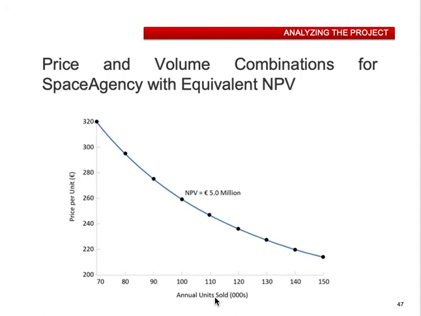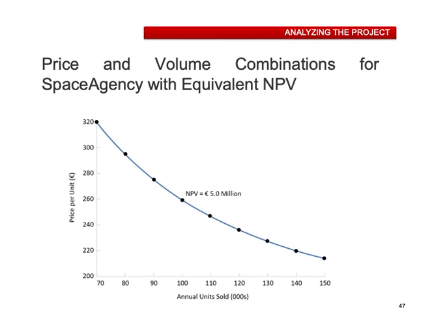So, for example, if we sell 100,000 units at a price of 260, we would get an NPV of 5 million. We would get an equivalent 5 million if we would, for example, sell 70,000 units at a price of 320. Or we would get an equivalent NPV of 5 million if we would sell 150,000 units at a price of about 220. Okay, so in other words, this gives you all price quantity combinations which will generate the same NPV of 5 million. We have come to the end of this video.